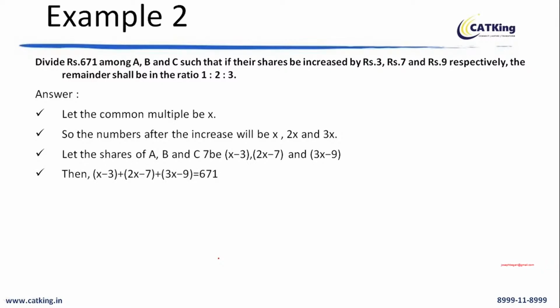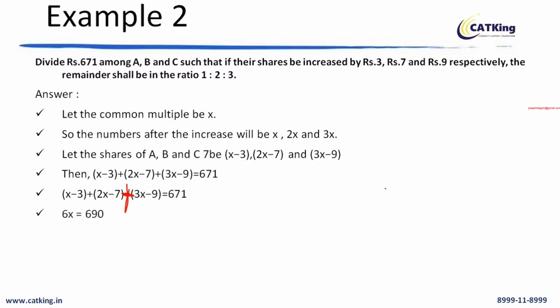Correct? So x minus 3 plus 2x minus 7 plus 3x minus 9 is equal to 671. So when you solve this, x plus 2x plus 3x gives you 6x, minus 3 minus 7 minus 9, which is minus 19.